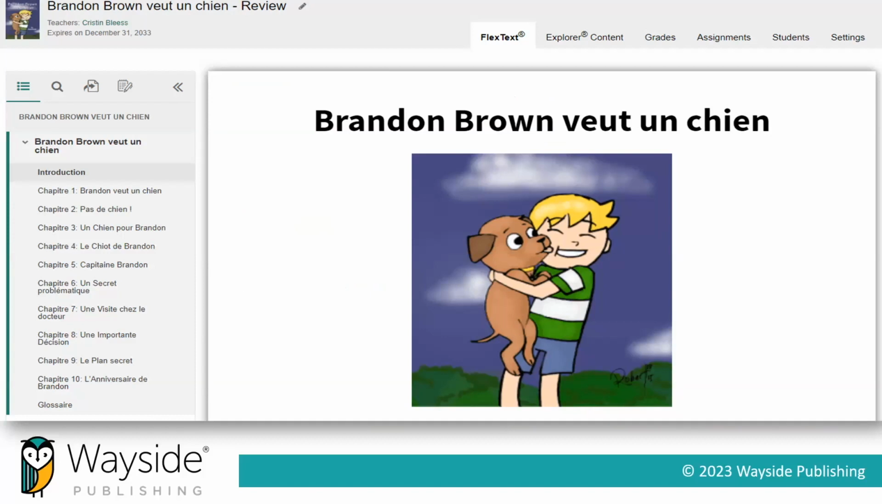For example, they might write in the target language, next, in chapter 3, Brandon and his friend Jake go to the park and see a dog. Jake thinks Brandon should take the dog to his house. Brandon decides to take the dog and hide him in his bedroom.